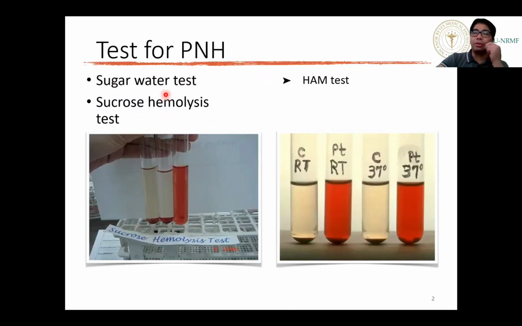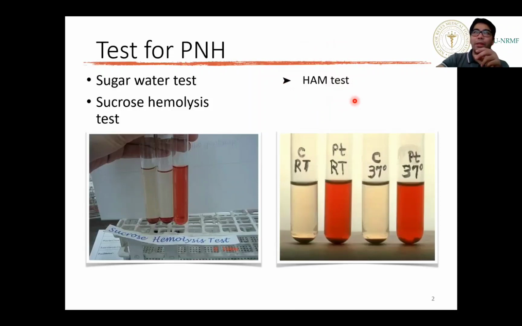So with the sugar solution, you place the red blood cells of the patient suspected of having PNH. And then the serum, which contains the complement. The mixture is sugar water, red blood cells of the patient, and serum. The serum is the source of the complement, and the endpoint will be hemolysis. So we use serum here. Again, if the sugar water test is positive, go with the HAMS test or acidified serum test.